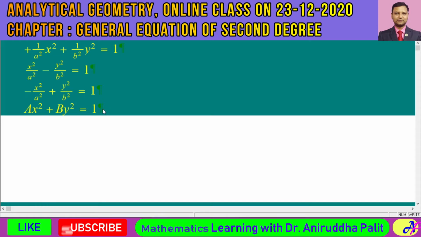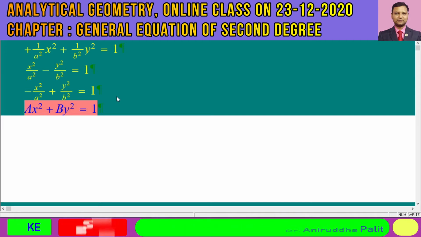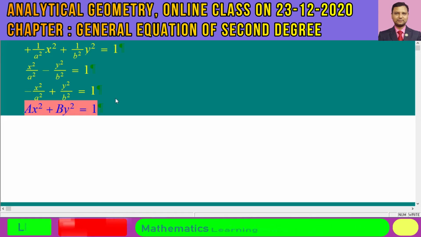Got it? So in any case, we say that this kind of equation would always represent a parabola or hyperbola. This kind of equation is actually the standard form of a central conic. In general, we can say this equation represents either an ellipse or a hyperbola.